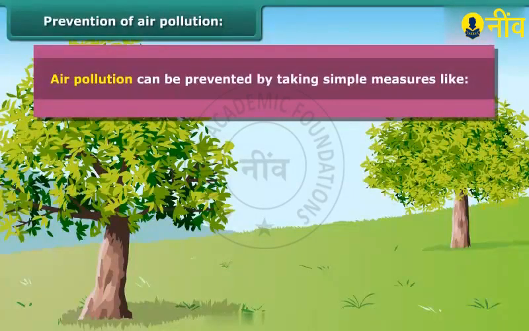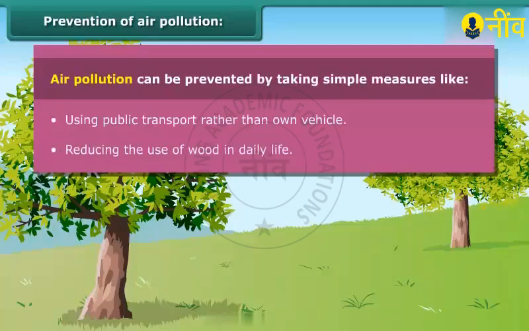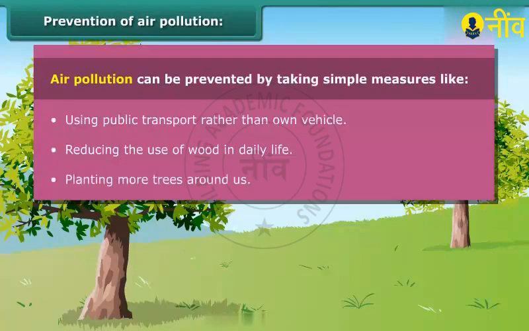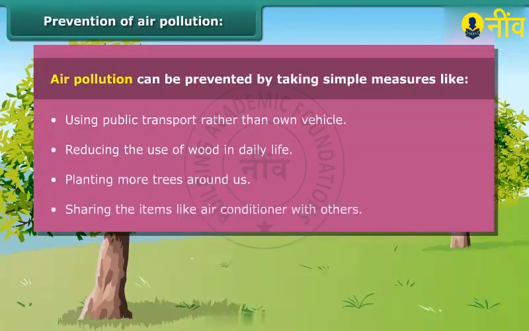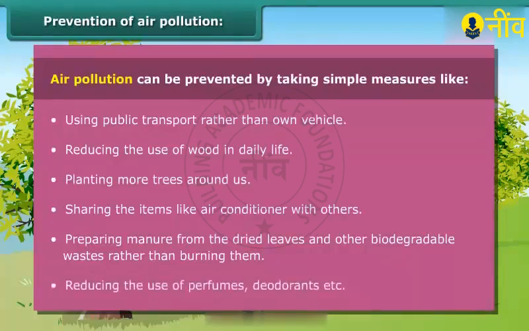Air pollution can be prevented by taking simple measures like using public transport rather than your own vehicle, reducing the use of wood in daily life, planting more trees around us, sharing items like air conditioners with others, preparing manure from dried leaves and other biodegradable wastes rather than burning them, reducing the use of perfumes, deodorants, etc.